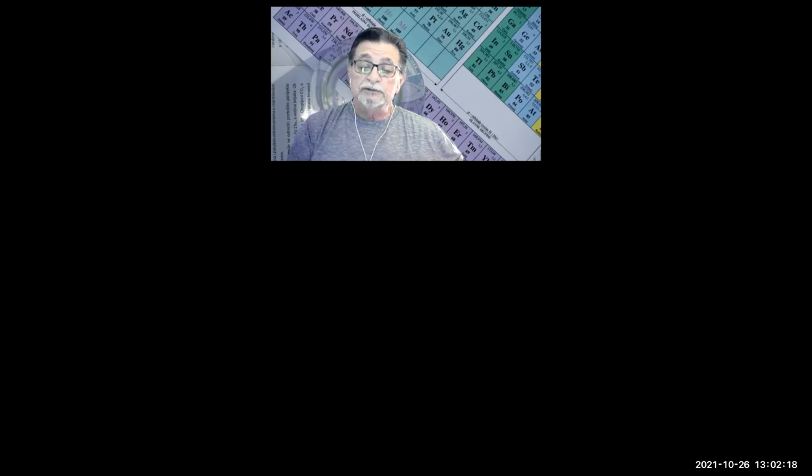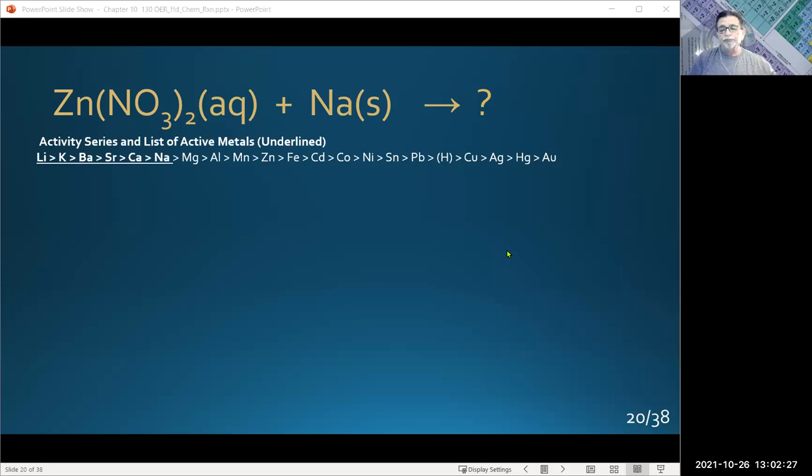We've been talking about the different types of chemical reactions. Okay, let me back it up here. We had talked about this type of reaction, which is a double displacement reaction. Now, notice something here. When you see that reaction, you see zinc nitrate, and then you have sodium. Okay. Notice in a single, did I say double? I meant to say single replacement.